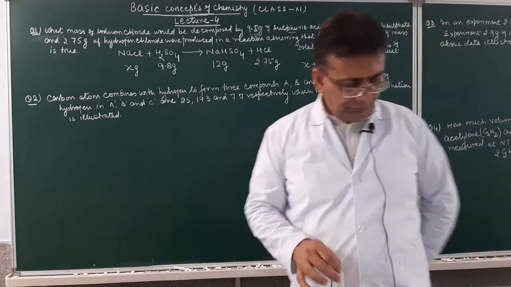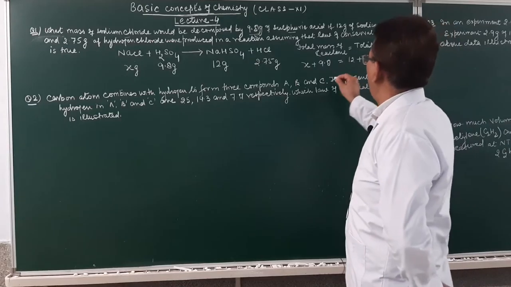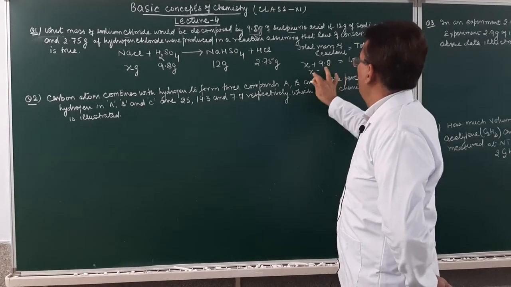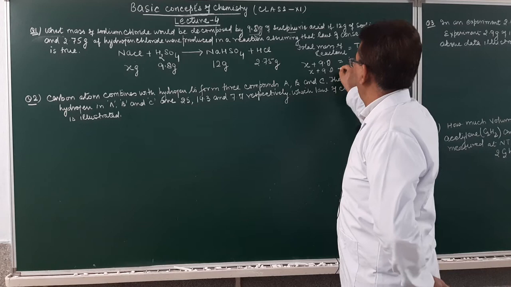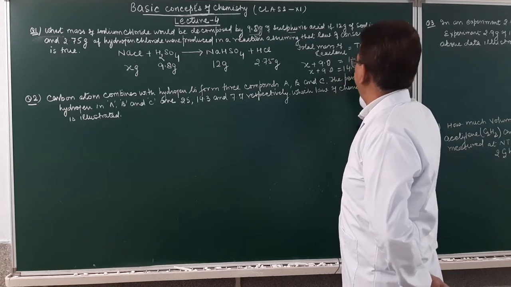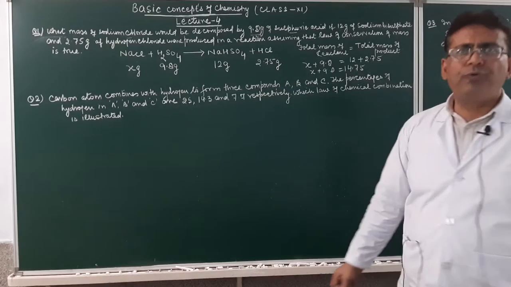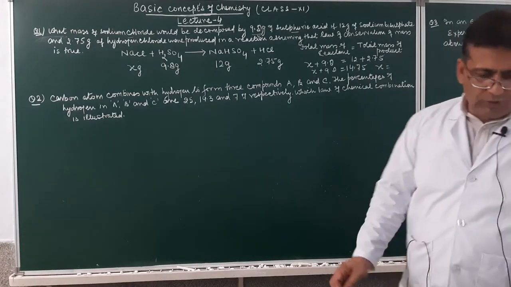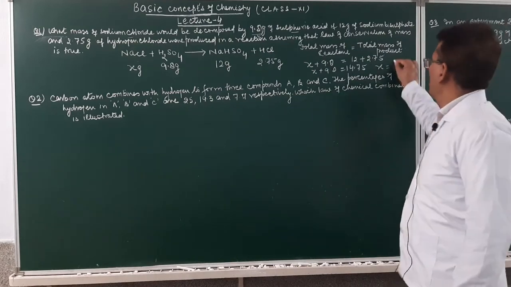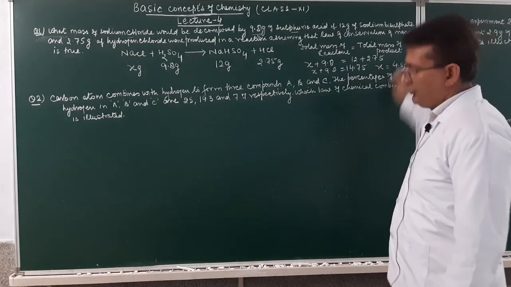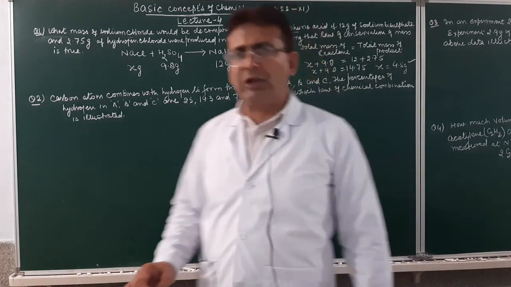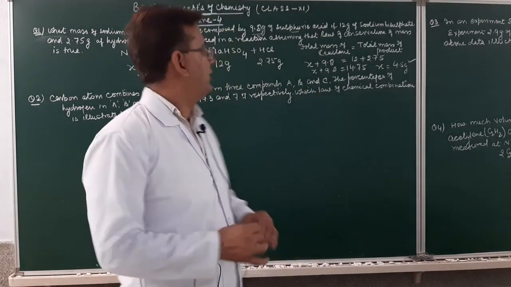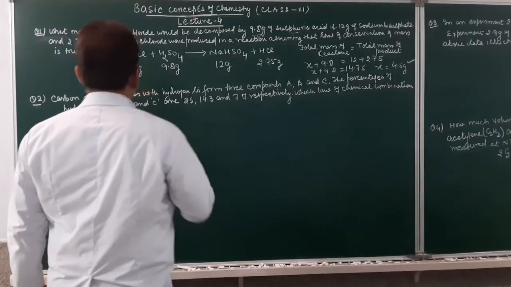If you solve it, what will be the value of X? X plus 9.8 will be equal to 14.75. You solve for the value of X and get the desired answer. X will be equal to 4.95. Am I clear? So, which law is being followed to solve this numerical problem? The law of conservation of mass, in which the total mass of the reactants is equal to the total mass of the products. Now, let us come to question number 2.